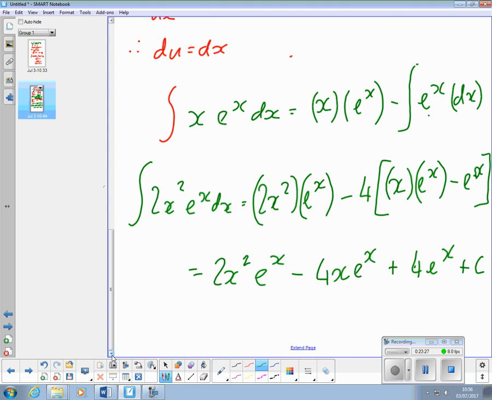Alright, it will further simplify to e to the x times 2x squared minus 4x plus 4, all plus c. And all I've done there is taken these 1, 2, 3 e to the x's outside of power brackets. Alright? But if you don't do that bit, you won't lose a mark.